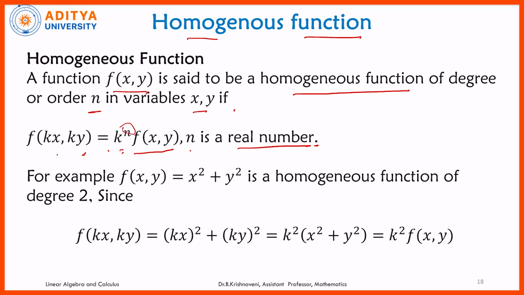So let's see an example for this. The function is f(x, y) = x² + y². So f(kx, ky) is equal to (kx)² + (ky)², that is k²(x² + y²). And x² + y² can be written as f(x, y). So clearly we say that f is homogeneous of degree n, where here n is 2, that is degree 2.